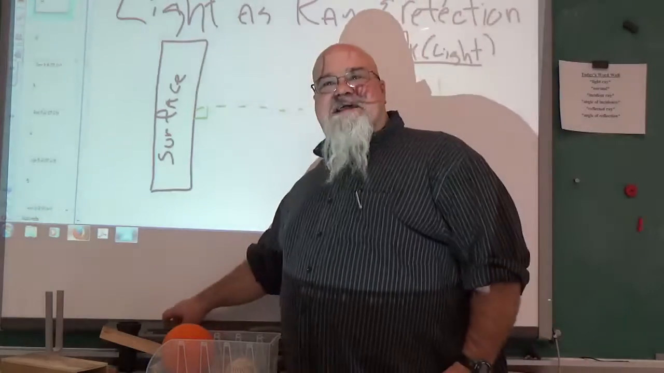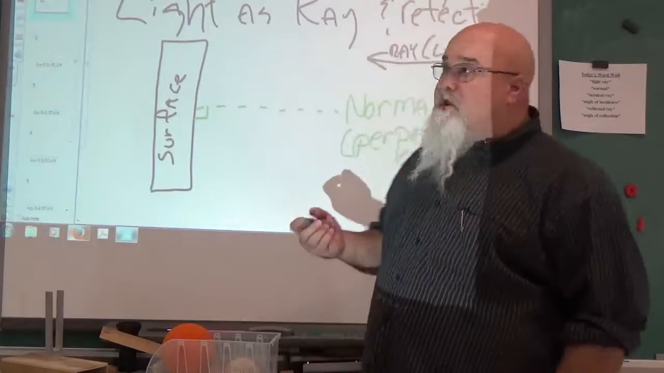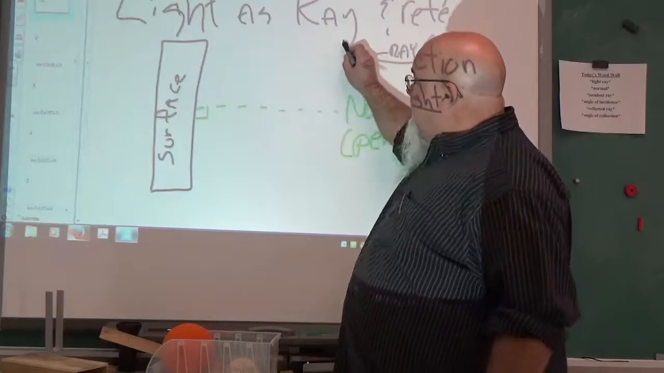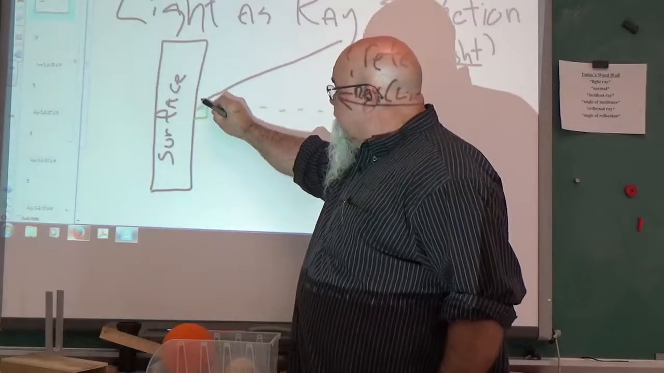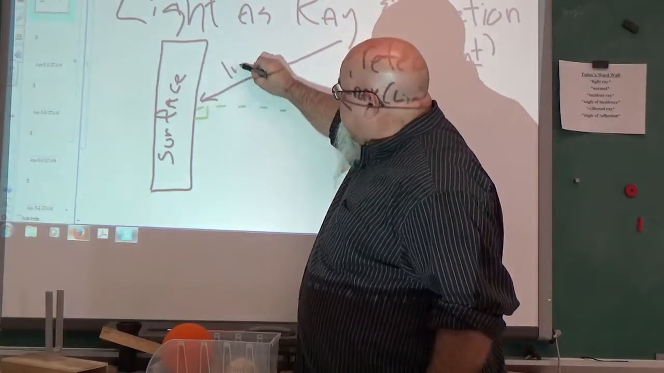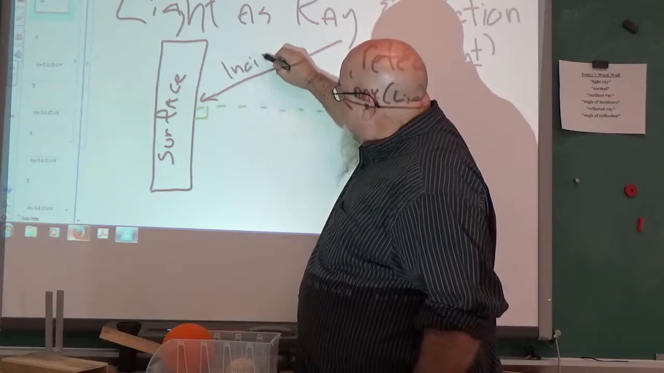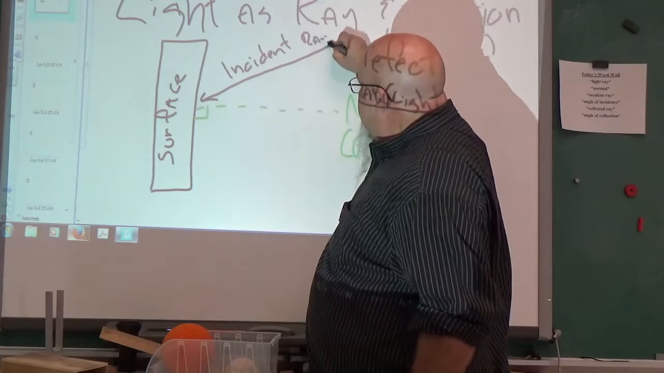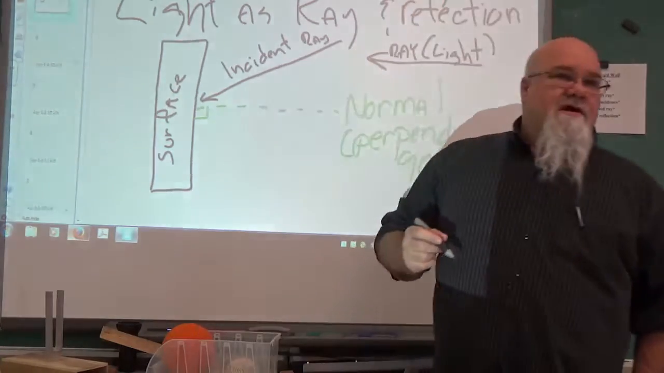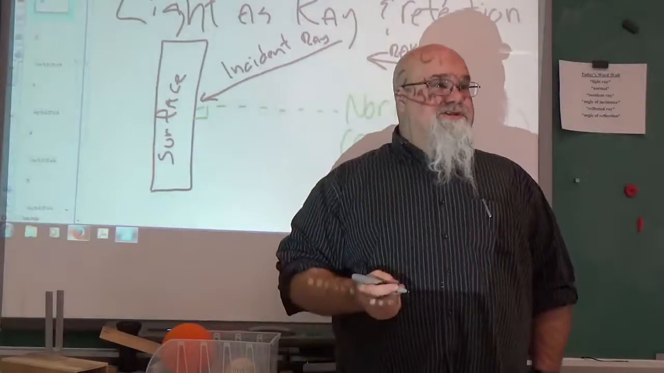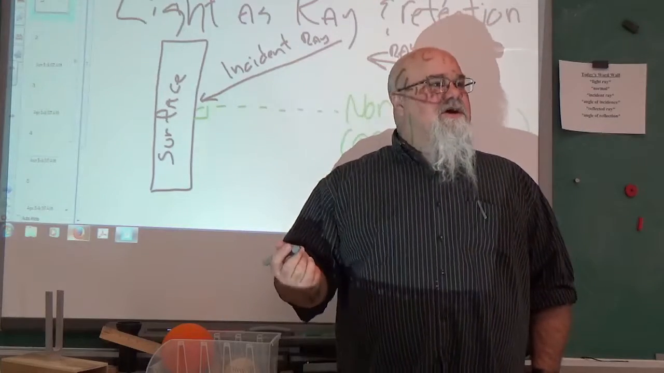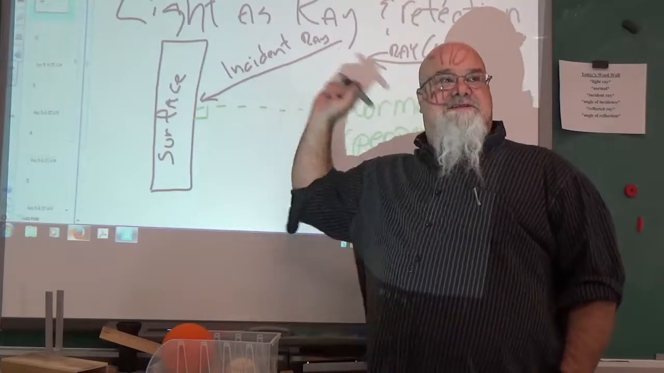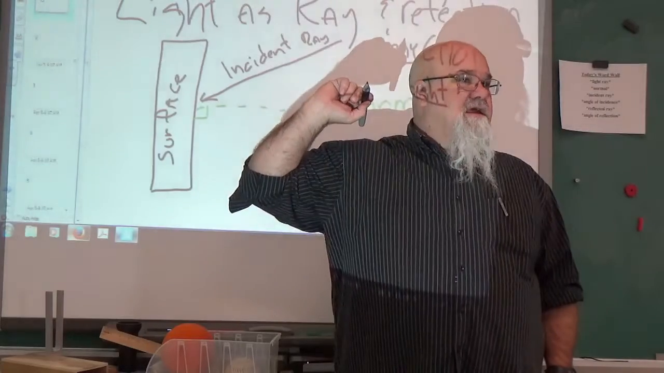So, since light is a ray, we have the light shining toward an object. And we call this the incident. An incident means something starting. You always hear this on police reports. We have an incident. So this is the start. Incident means the light is shining on something.